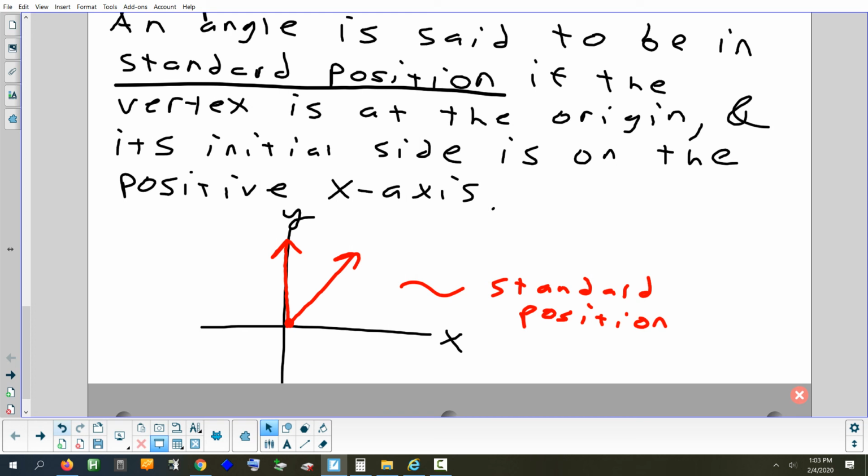Now, what if I did something like that? Is that standard position? What's wrong with it this time? Right. The initial side is not on the x-axis. It looks like the terminal side is almost on the y-axis, but the definition has nothing to do with the terminal side. It's the initial side has to be on the positive x-axis and the vertex at the origin, just like that. Okay. So any questions on what standard position means for an angle?